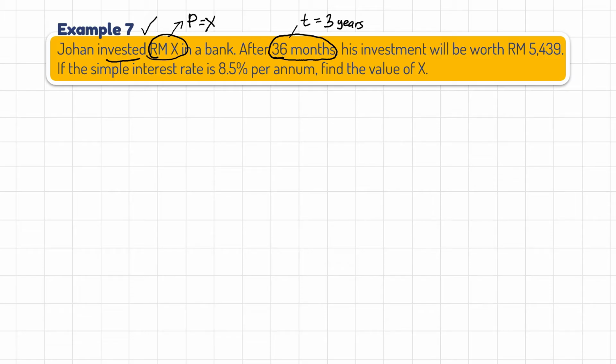His investment will be worth 5,439 ringgit. That means this is the value of S. If the simple interest rate is 8.5% per annum, find the value of X. Then 8.5% is our R, 0.085.